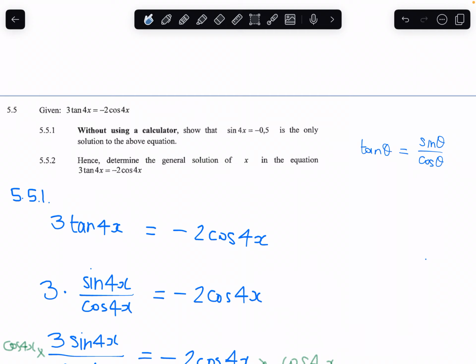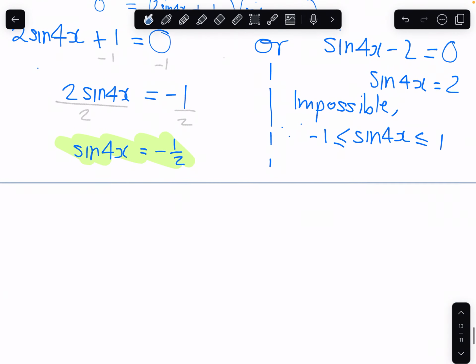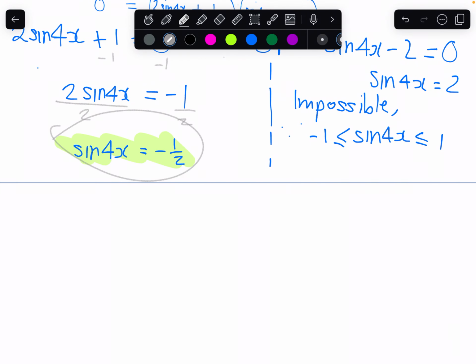Okay, so then we're asked to determine the general solution of x in the equation that we started out with. So we have managed to break our equation down to something simpler. All we need to solve is that, and then we will have solved the original equation. So let's do that. Sine 4x is equal to negative a half.